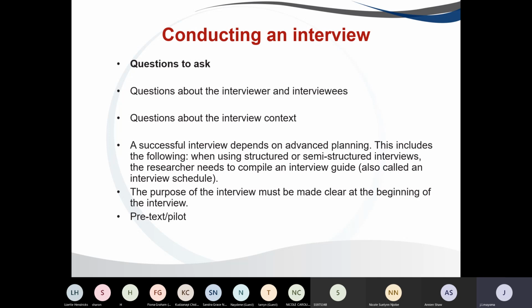So yes, as you go into the interview itself, we are told that it's important to make it very clear to the participant what the purpose of the interview is. Of course, in our session on ethics, we talked about the importance of not deceiving participants and not doing any harm. So it's important that people know what they're walking into.